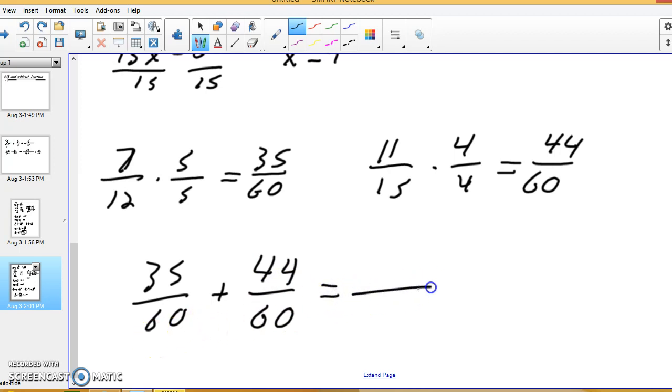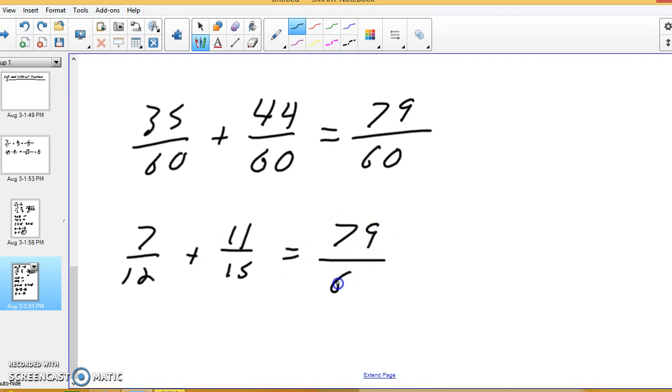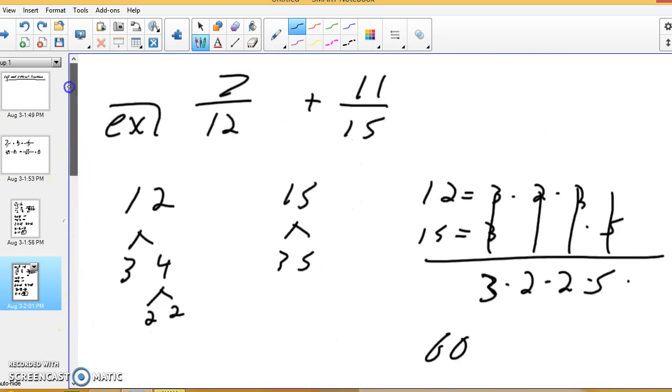And because they have the same denominator, we can just add straight across. So that gives us 35 plus 44 is equal to 79. So, again, 7 over 12 plus 11 over 15 is equal to 79 over 60. And again, we'll just walk through the steps of that one more quick time.